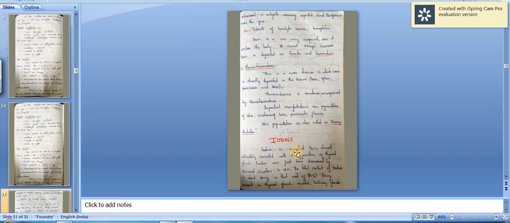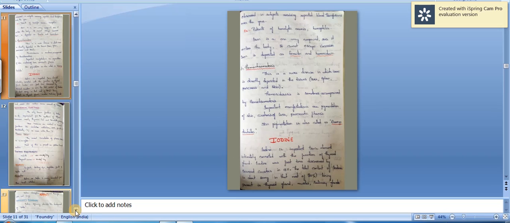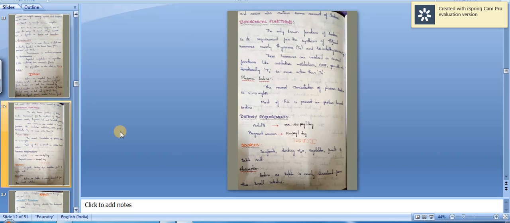Biochemical functions. The only known function of iodine is its requirement for the synthesis of thyroid hormones, namely thyroxine and triiodothyronine. These hormones are involved in several functions like oxidative metabolism, basal metabolic rate, growth, etc. Functionally, triiodothyronine is more active than tetraiodothyronine.